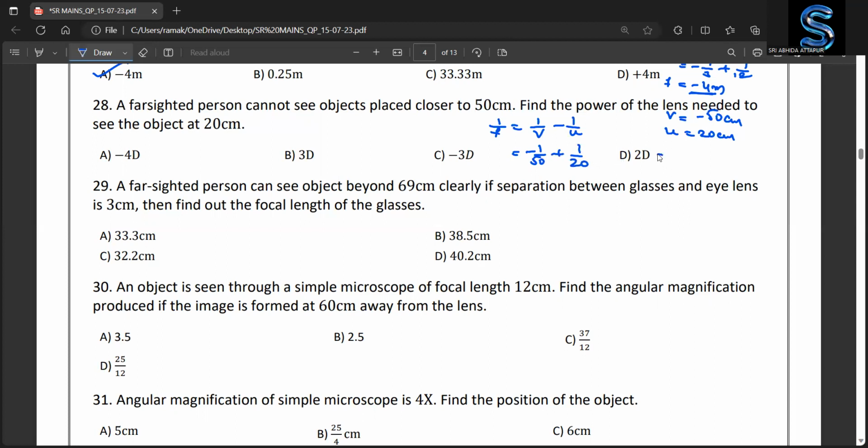Then the focal length equation can be represented as 1 by f equals to 3 by 100. Then we know that the power of the lens can be represented as 100 by f. So we can represent it as 3. So option is B.